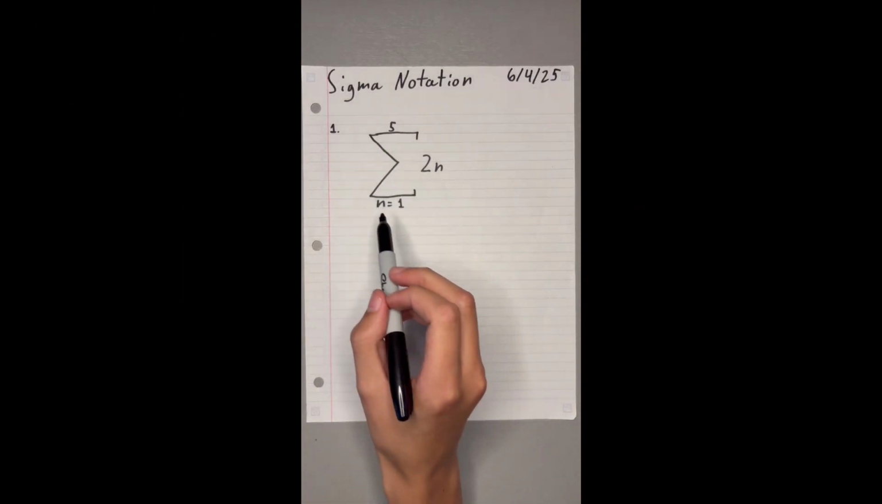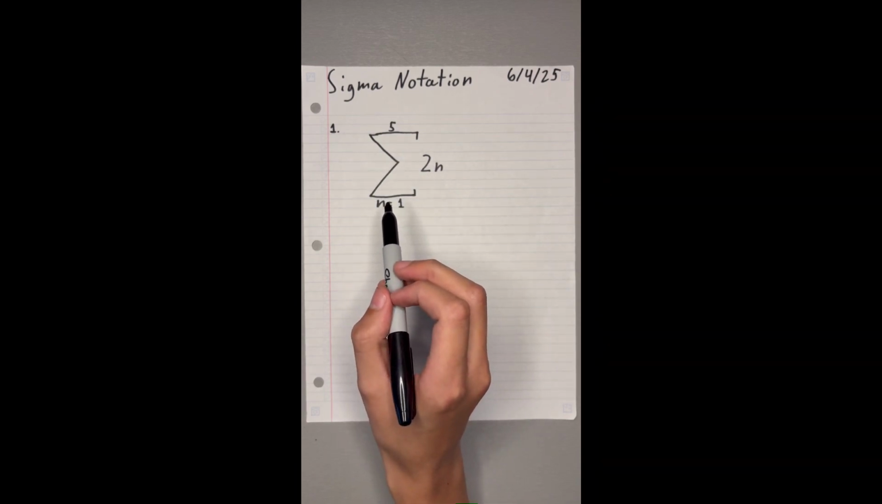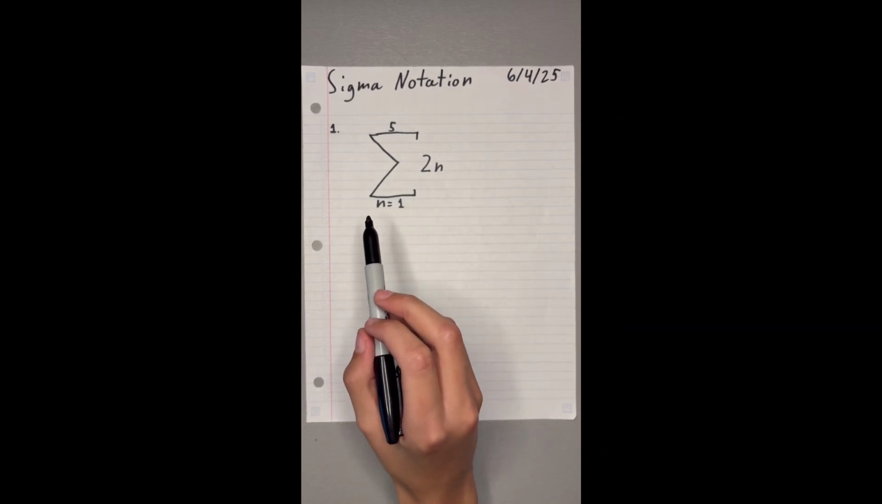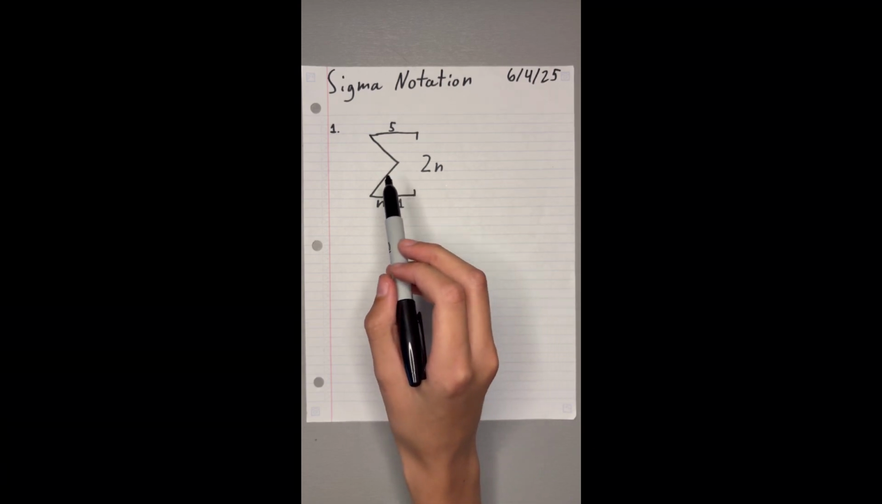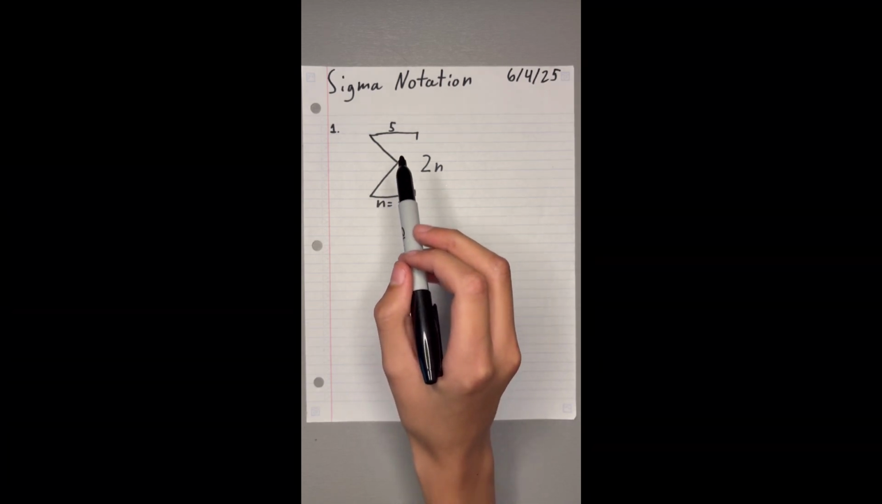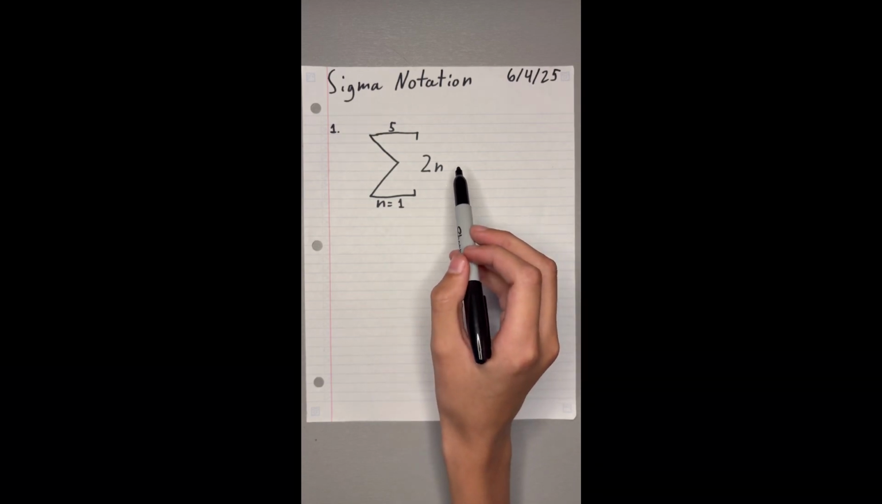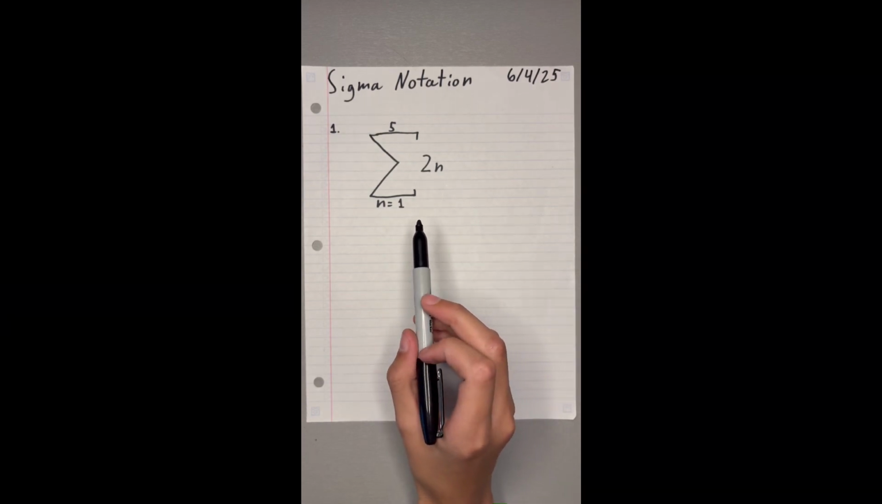Here, I have this weird expression. This symbol that looks like a weird E is actually a Greek letter. It is the Greek letter sigma and translates to the English letter S. As you can see, there are numbers on top, below, and on the side of sigma. These numbers have special meanings.